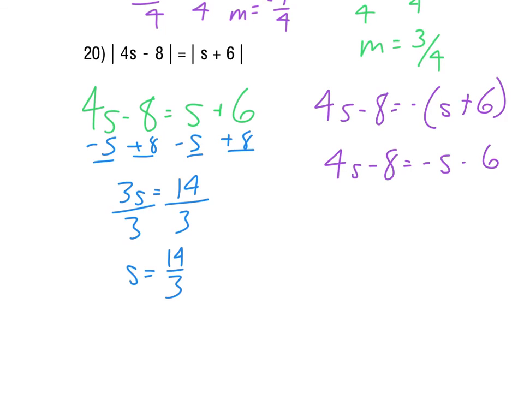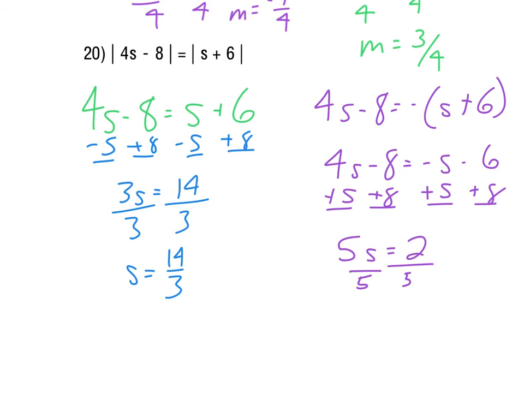From there, I'd probably choose to add the s to both sides. In that case, I may as well add the 8 to both sides as well. So we get 5s equals 2. So divide by 5, get s equals 2/5. And that's a nice terminating decimal, but again, I may as well just leave that in fraction form. So if I were to write that in set notation, it would be 14/3 with 2/5. That would be the set of all the solutions for that equation.